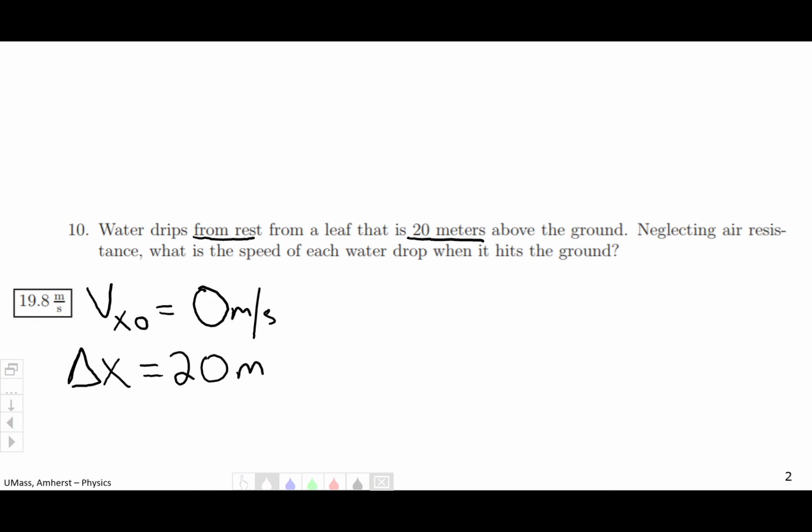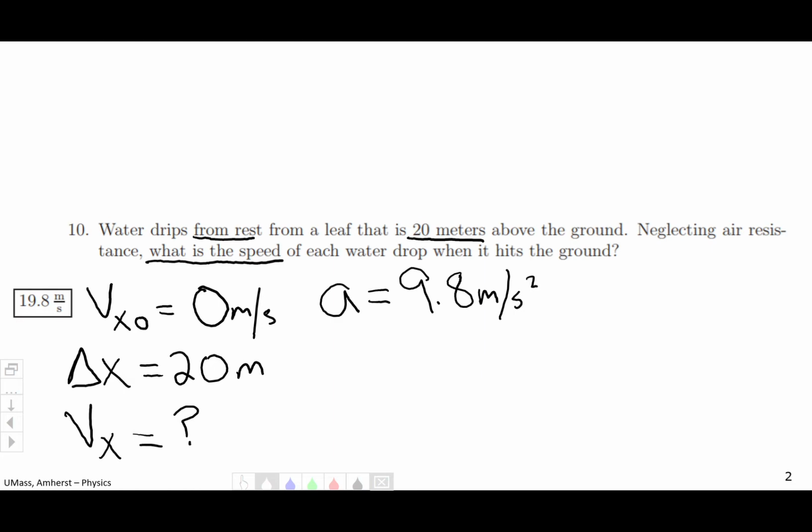Neglecting air resistance, what is the speed? Meaning Vx is our unknown when it hits the ground. The piece of information that you're required to infer from the problem is the fact that since this is falling, it's accelerating under the acceleration due to gravity, which is 9.8 meters per second squared.